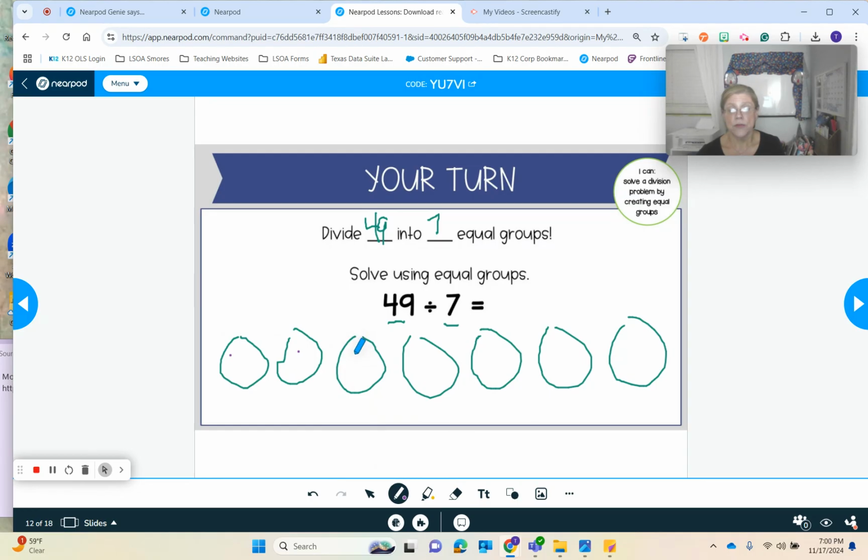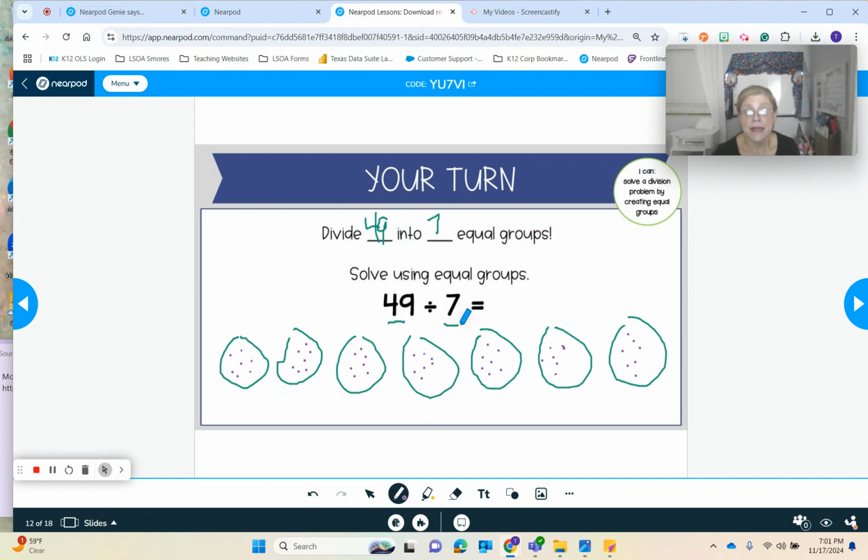So 1, 2, 3, 4, 5, 6, 7, 8, 9, 10, 11, 12, 13, 14, 15, 16, 17, 18, 19, 20, 21, 22, 23, 24, 25, 26, 27, 28, 29, 30, 31, 32, 33, 34, 35, 36, 37, 38, 39, 40, 41, 42, 43, 44, 45, 46, 47, 48, and 49.